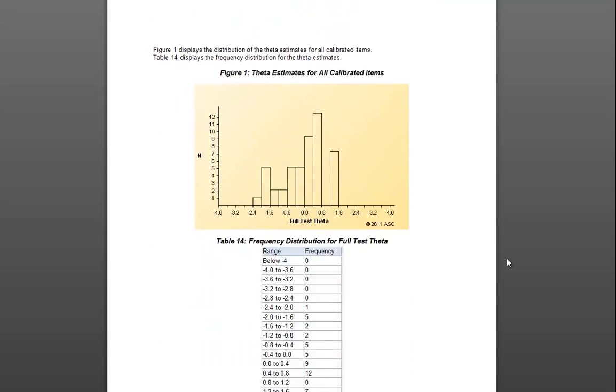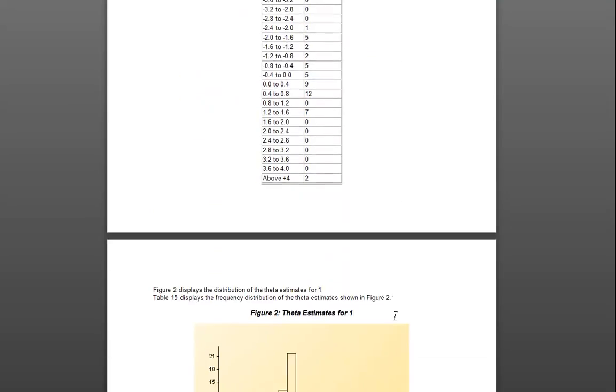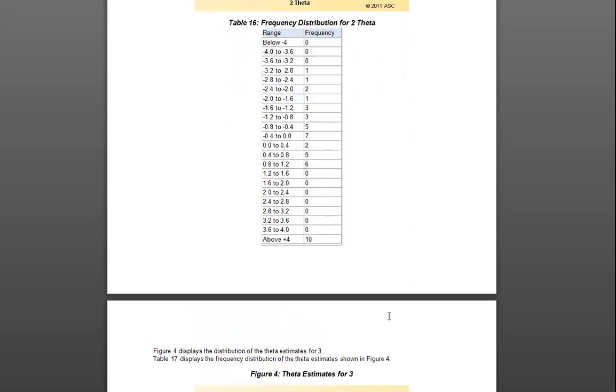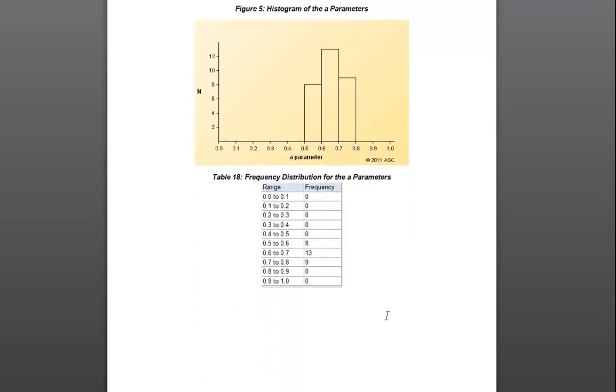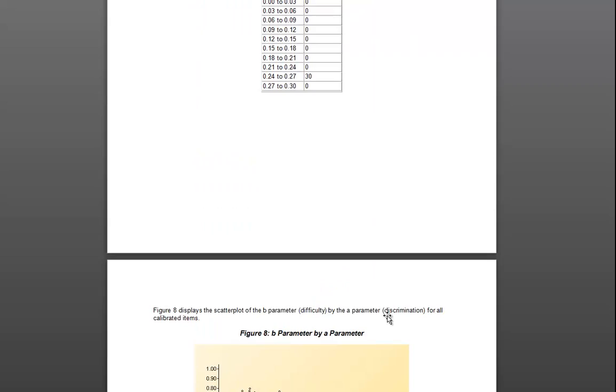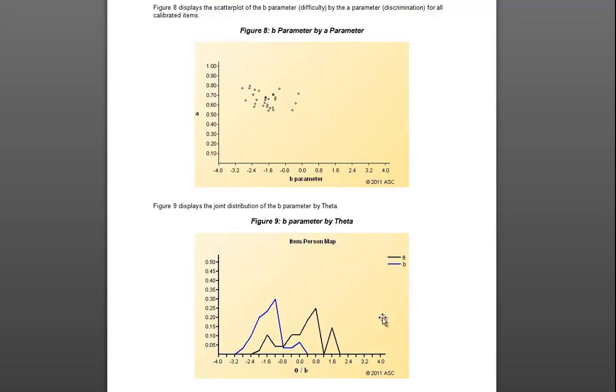We then provide a number of grouped frequency distributions for all calibrated items, the theta estimates for each domain, then the a parameters and the b parameters and the c parameters. It then gives a b parameter by a parameter graph, so you can see a bivariate plot of the two. Usually what you might find is that items which have a higher b parameter, that is, they're more difficult, will often have a higher a parameter, being more discriminating. But in this case, it was a very easy test in that all the items had b parameters below 0.